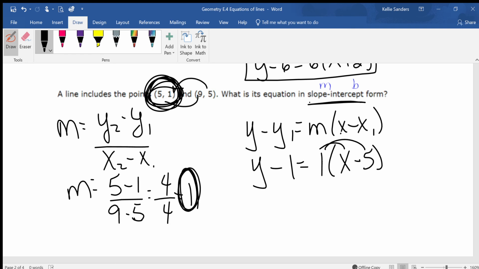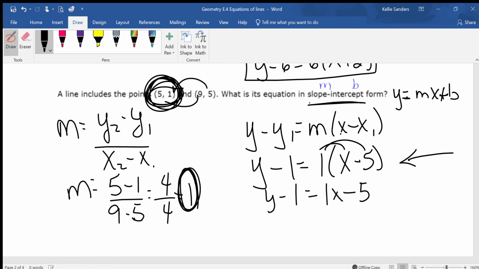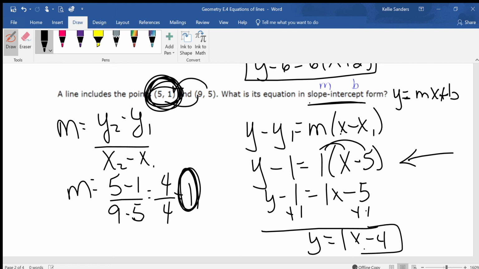It has to be in slope-intercept form, y equals mx plus b, okay? And it's not right now. So we have to distribute the 1. 1 times x is 1x. 1 times negative 5 is negative 5. Add the 1. Y equals 1x minus 4.